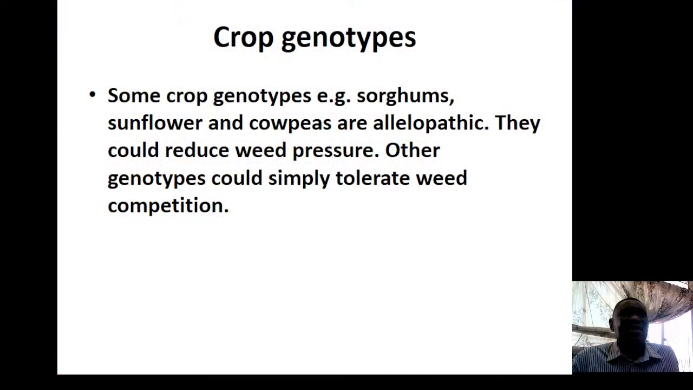Crop genotypes. There are some crop genotypes, for example, sorghum, sunflower, and cowpeas, which are allelopathic. We need to know these genotypes so that we can plant them so as to reduce the weed pressure. Other genotypes could simply tolerate weed competition. How we can know it probably is by doing these replacement series experiments. That is where they come in.